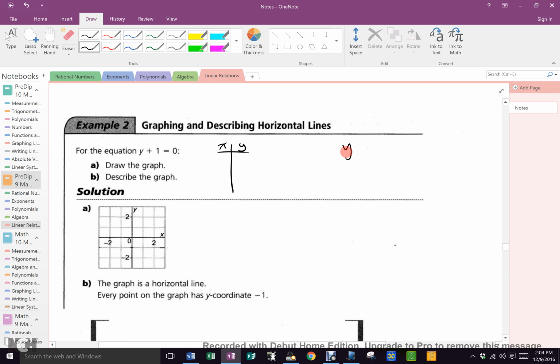No, because you have y plus 1 equals 0. Are you allowed to leave it like that? Why? Y is not isolated. How will I isolate y? Minus 1. So y has to equal what? Negative 1. So what's the only thing I'm allowed to write here? Minus 1. How many times? Infinite. Yes? Where is y equals negative 1?